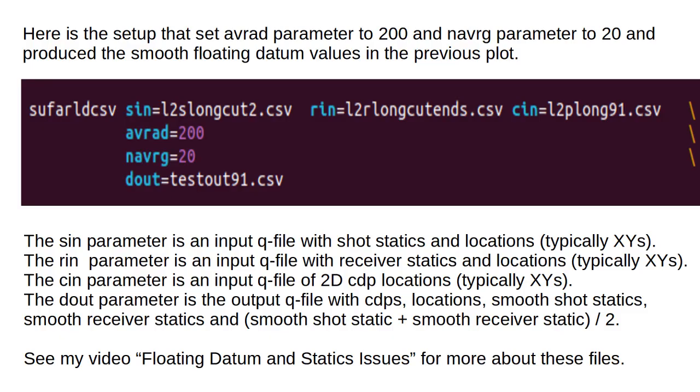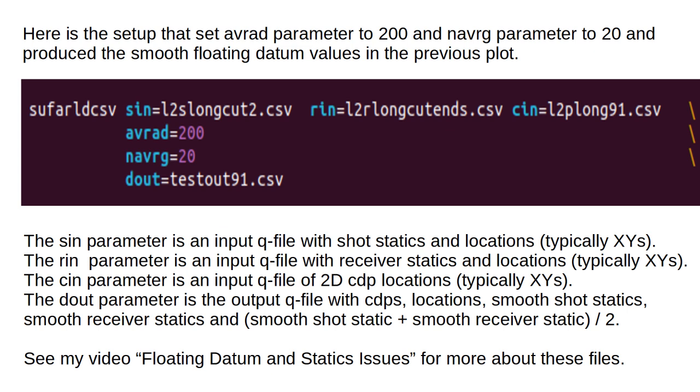Here is the setup that set avrad parameter to 200 and navrad parameter to 20 and produced the smooth floating datum values in the previous plot. The SIN parameter is an input Q file with shot statics and locations, typically XYs. The RIN parameter is an input Q file with receiver statics and locations, typically XYs.